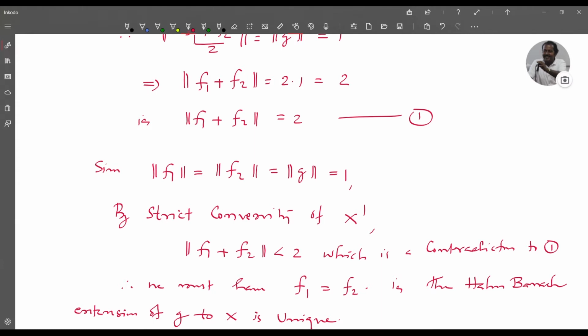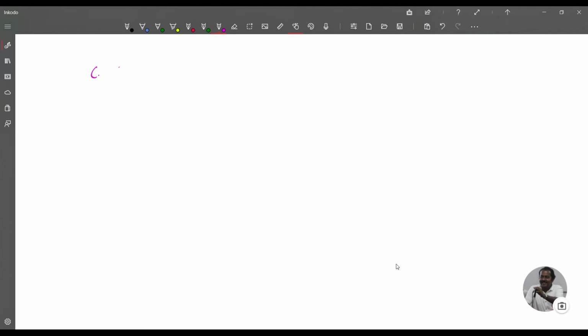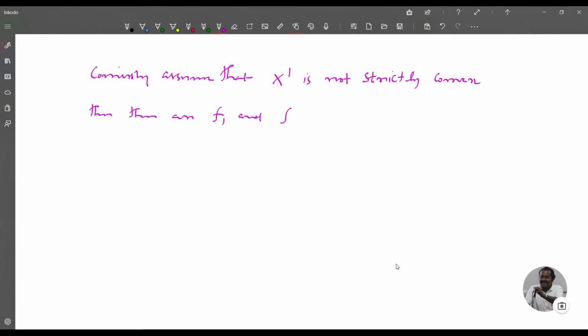Now we prove the converse. Conversely, assume that X dual is not strictly convex. Then there are F1 and F2 in X dual such that norm F1 equals 1, norm F2 equals 1, and norm of F1 plus F2 is equal to 2, since X dual is not strictly convex.